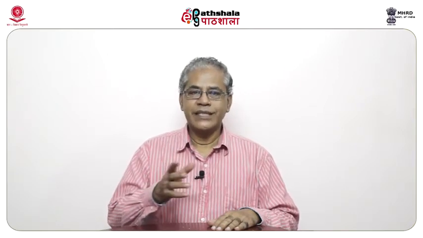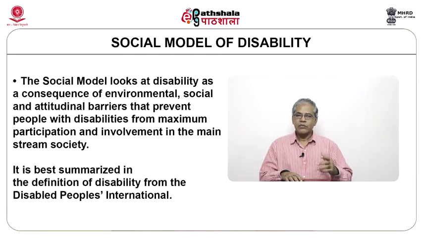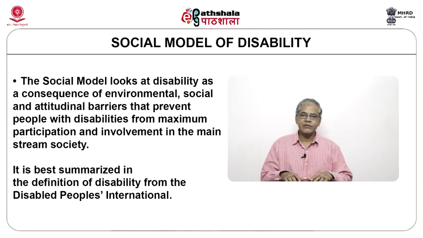Let me explain about the social model of disability. The social model takes functioning into consideration and provides a framework for understanding how the social environment has an impact on functioning and consequently on the service needs. The social model looks at disability as a consequence of environmental, social, and attitudinal barriers that prevent people with disabilities from maximum participation and involvement in the mainstream society.